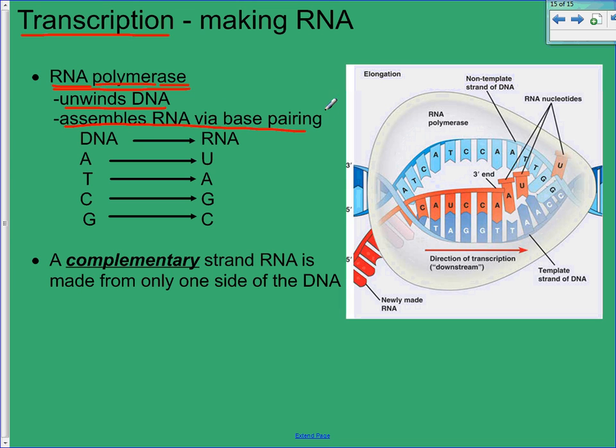A T in the DNA gives us an A on the RNA. So if we look here, here's this polymerase enzyme. It's reading our DNA, and it's assembling these base pairs. So notice every time there's an A on the DNA, it puts a U in the RNA. And there you have it. That's it.